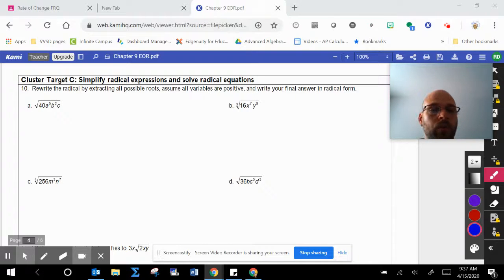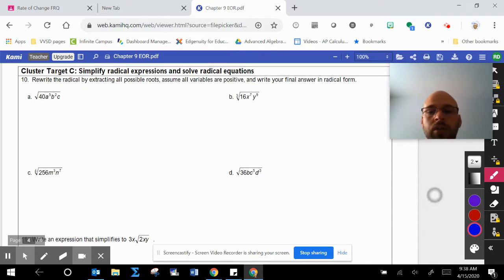Hello, everyone. This is going to be part 3 of the Chapter 9 Examples of Rigor video series. So this is Target C, simplifying and solving radical expressions and radical equations, okay? So we're going to start by just simplifying expressions one by one. Feel free to pause at any time, and then we'll slowly work our way into solving equations, okay?